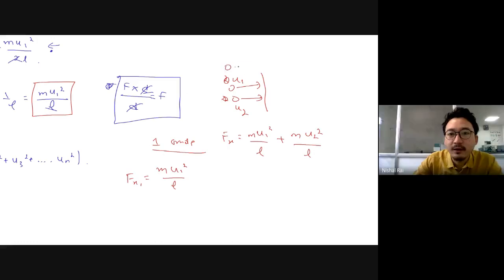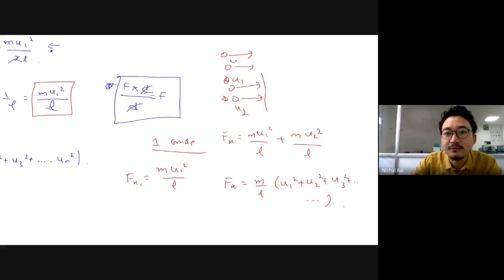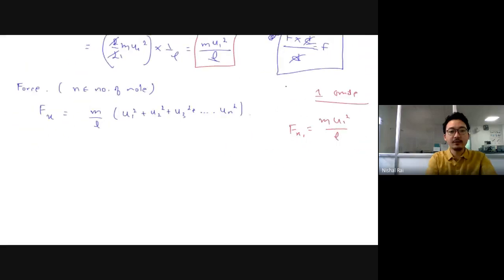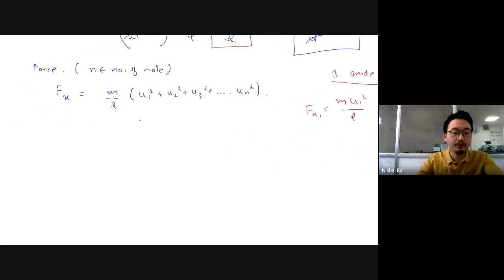Now, if you continue adding more and more molecules, what will you get? You will have to add everything. Can we take m and L out? They are constant, so can we take m and L out? So whatever is sitting inside is this, with u3, u4, and so on. Finally, we will end up with this, as we have n number of molecules.